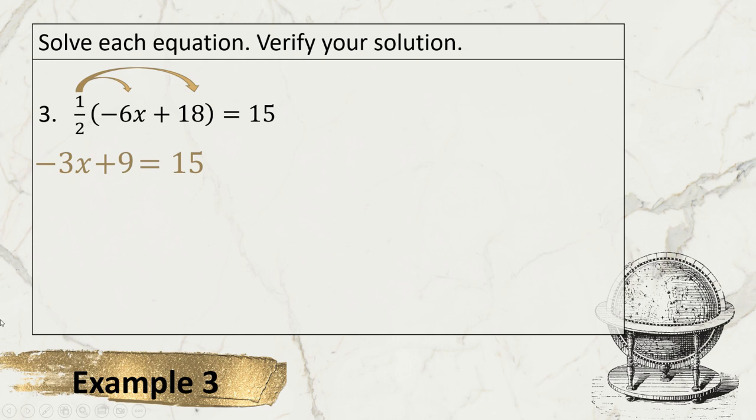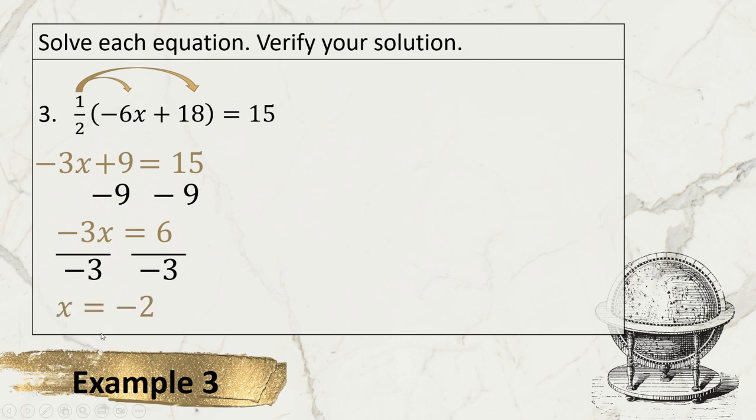And now we just solve for the variable. We do that first by subtracting 9 from both sides. 15 minus 9 is 6. -3x is equal to 6. Okay, my last step here is to divide both sides by -3. Remember, we're trying to isolate this variable, trying to get it on its own. Okay, 6 divided by -3 is -2. The final answer would be x is equal to -2.